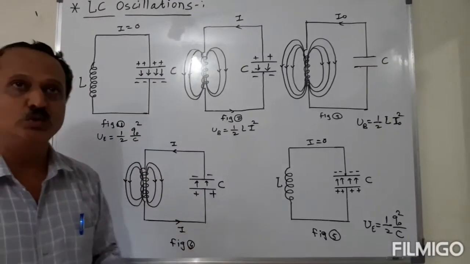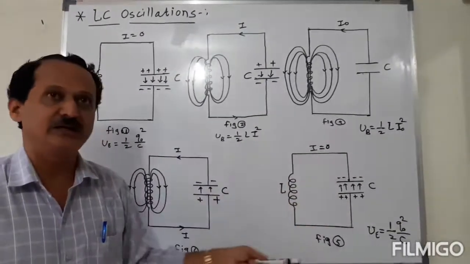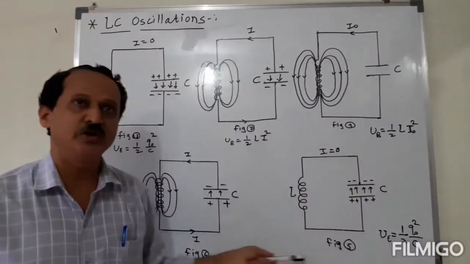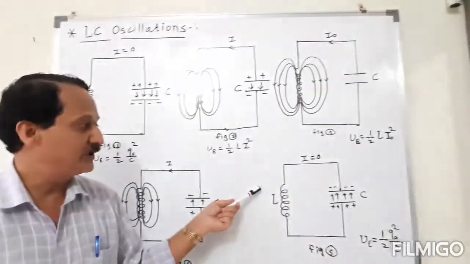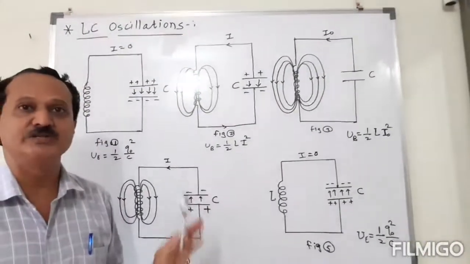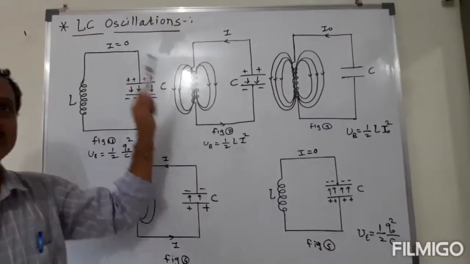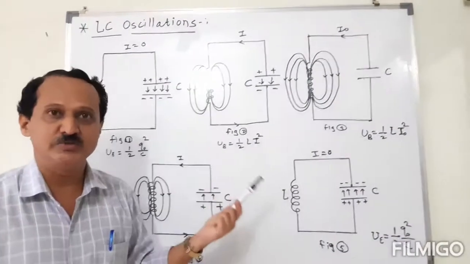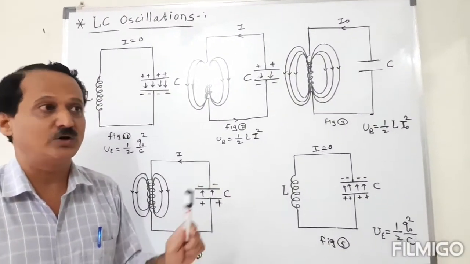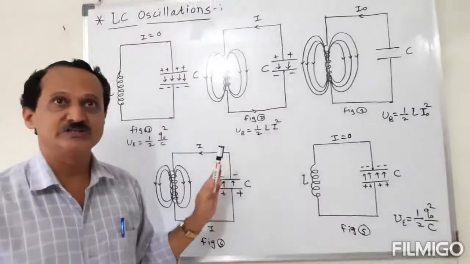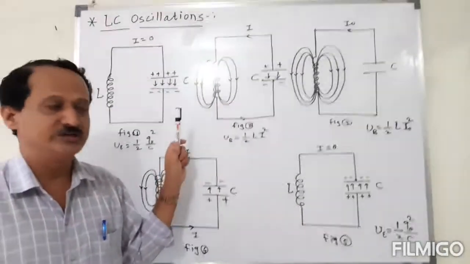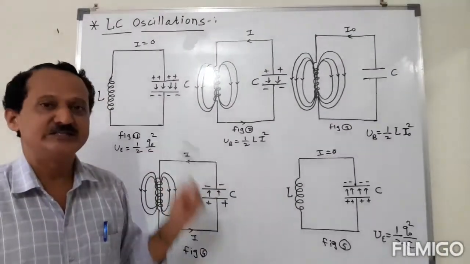As there is no loss of energy throughout the circuit, the amplitude of the oscillations remains constant, and that's why these oscillations are also called undamped oscillations. Undamped oscillation means there is no decrease in the amplitude of the oscillation. So these are the LC oscillations.